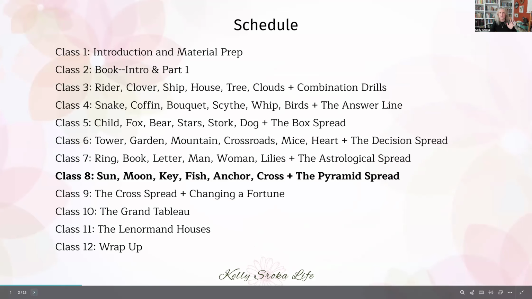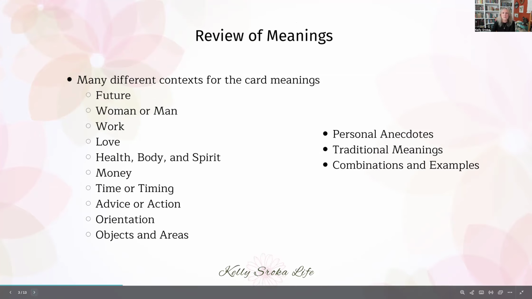This is taken from Rana George's book, the Essential Lenormand, from the second edition that just came out. This is just a little review of some of the different kinds of contexts that are in the book. There are hundreds of keywords that you can use for each of the cards. If you want more than what we go into in the class, then buy the book, and you can get all of these different keywords in these different contexts.